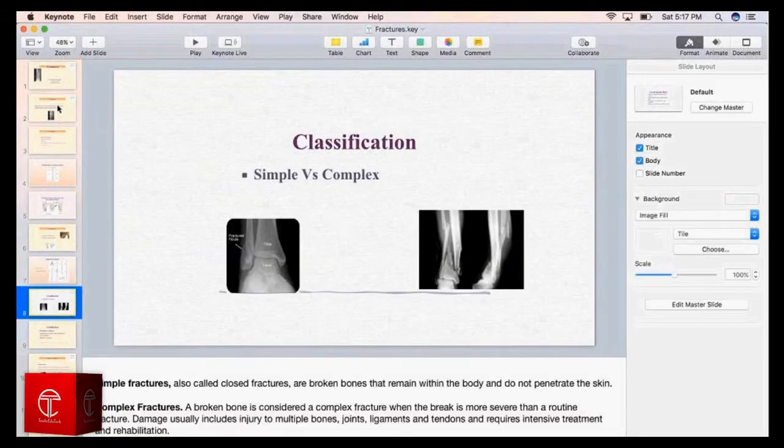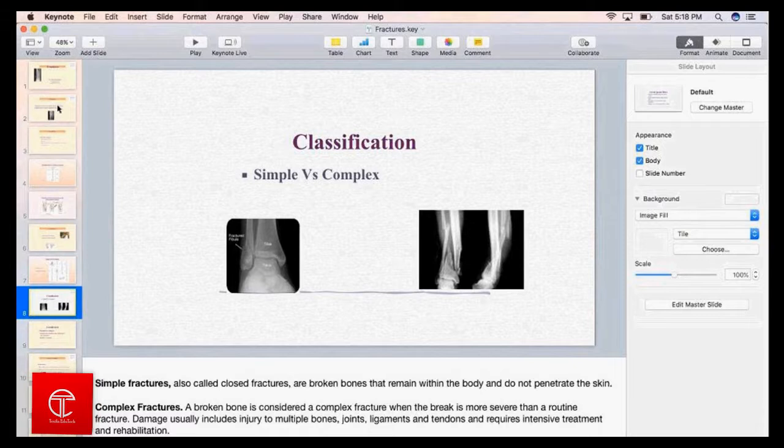So moving on to the next slide, there is another method of classification, simple versus complex. That's nothing but simple fracture or closed fracture, and they are associated with low energy trauma. There won't be much injury to the surrounding soft tissue, the muscle, tendon, and all this tissue. That is a simple fracture. So there will be a closed fracture, with less trauma, less insult to the soft tissue.